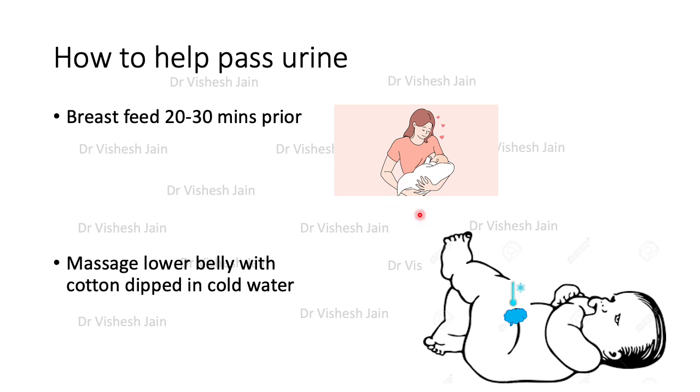The second thing that can be done is that the lower part of the child's belly, below the level of the umbilicus, can be gently massaged with cotton dipped in cold water. This trick also stimulates the act of voiding, that is, passing of urine. While these things are being done, one person should be ready with the vial to collect the sample.